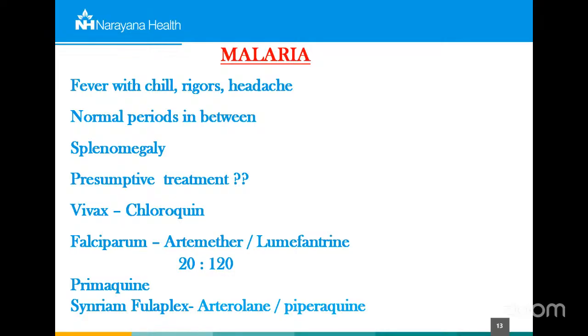Vivax should be treated by the standard chloroquine regime, followed, after a G6PD test, by primaquine for radical cure. For falciparum, the artemether-lumefantrine combination is not so effective nowadays. The Synriam complex, arterolane and piperaquine, works beautifully in the first or second dose with fewer side effects. Primaquine is given in 1 or maybe 2 doses even in falciparum to stop the spread. It doesn't do any radical treatment and is not needed for that, but it stops other members of the family bitten by the same mosquito from getting it.